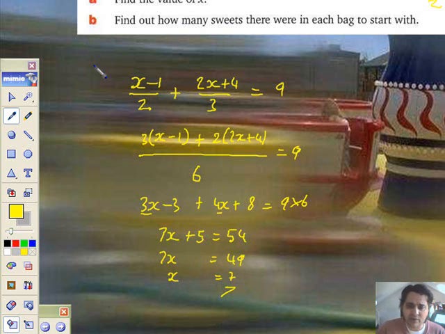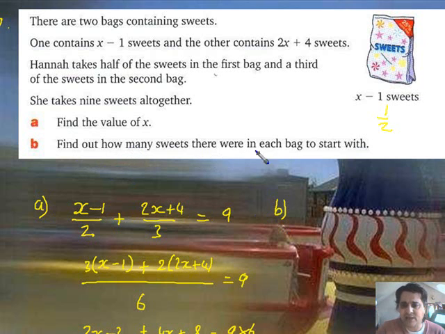Part B makes it really, really easy. That was A, by the way. It says find out how many sweeties there are in each bag to start with. Well, I've got x minus 1, and therefore I've got 7 minus 1, which equals 6. This bag contained 6 sweets. Just as a thought, don't go buy any bags of sweets with only 6 sweets in it. Either they're giant, great big things, in which case buy it, or they're silly little ones. They still charge you a lot of money, so don't do it.